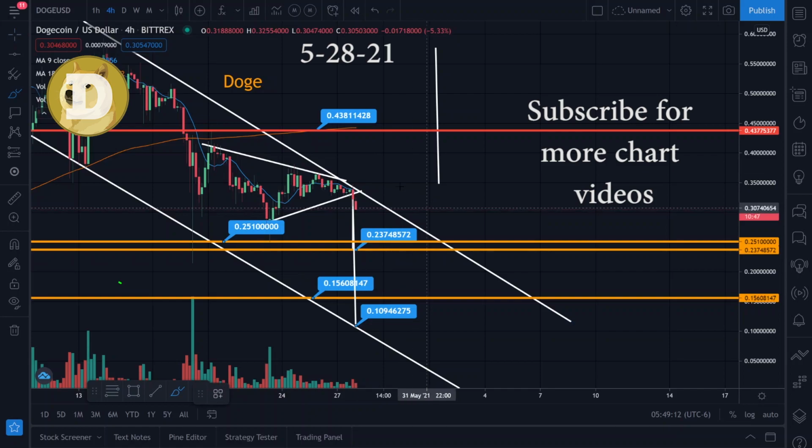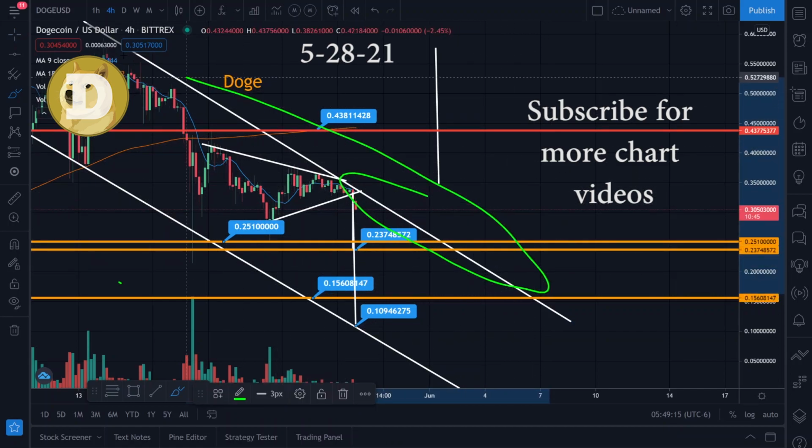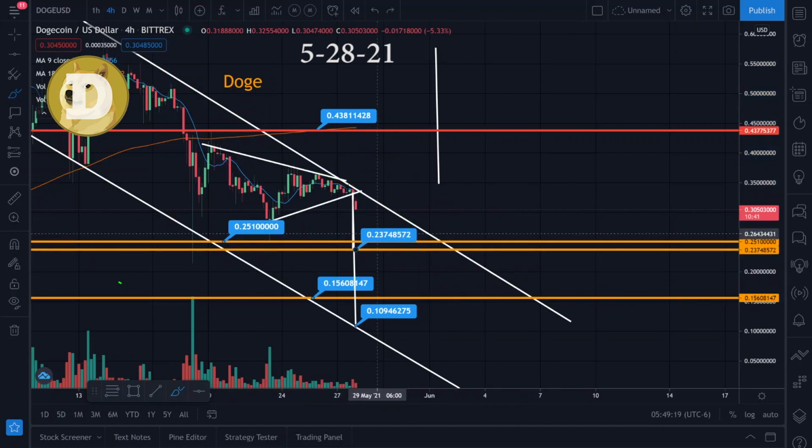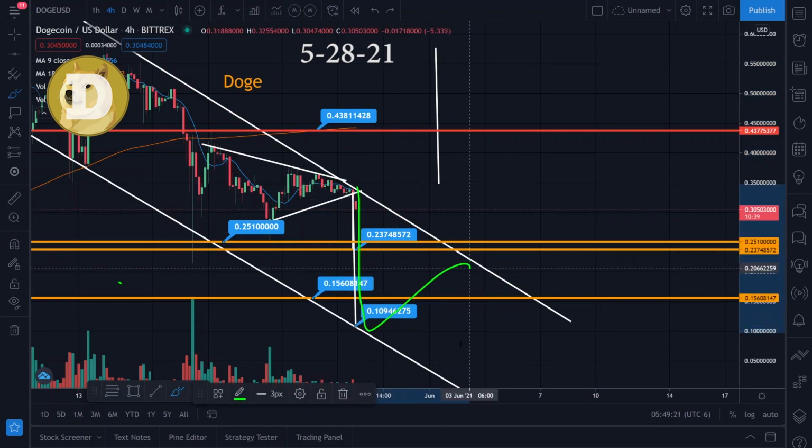So like I said, until we break this trend line right here, this big downward trend line on the top of it, then I'm going to be pretty much assuming that we're going to be trending downwards in this channel.